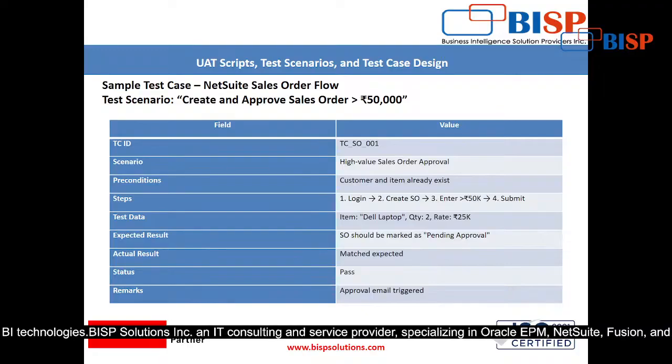Now see here, the steps are here. Now the test data item: Dell laptop, quantity 2 and rate is 25k, because we have to test with greater than 50,000 rupees. So this is the test data. Then the expected result: SO should be marked as pending approval. Actual result matched expected, okay. Status pass, remark approval email triggered.